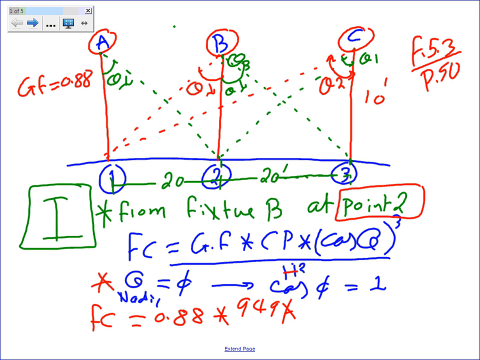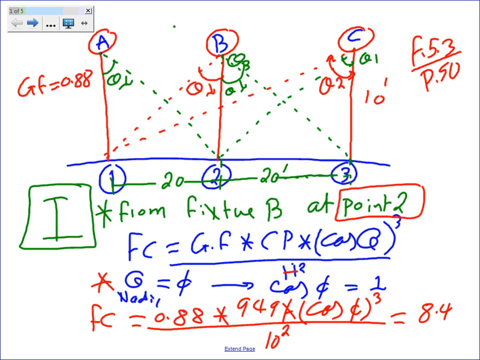It's the lumens at angle 0 multiplied by cosine 0 raised to the power 3, which is basically 1, divided by the height of the fixture, which is 10 to the power 2. If you did the math on that, you're going to end up with something small, similar to this: 8.4 foot candle.